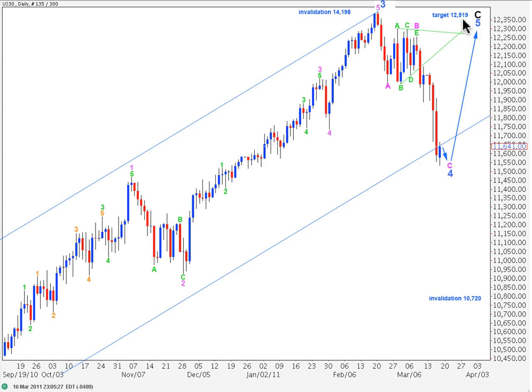At 12,519, wave C black will reach 0.618, the length of wave A black. This wave count expects no new all-time highs for the Dow. We should not see movement above 14,198. To the downside, movement below 10,720 will invalidate this wave count.